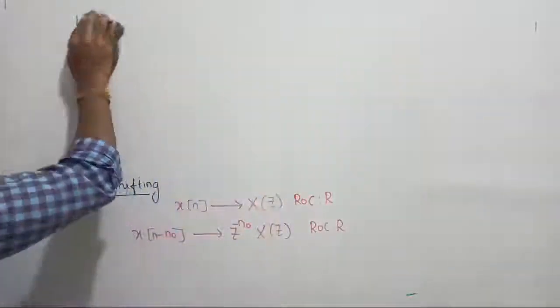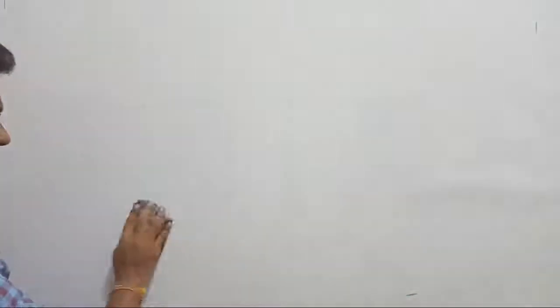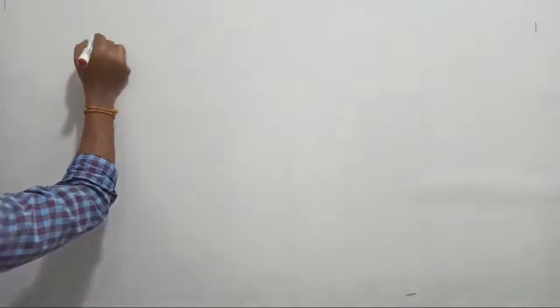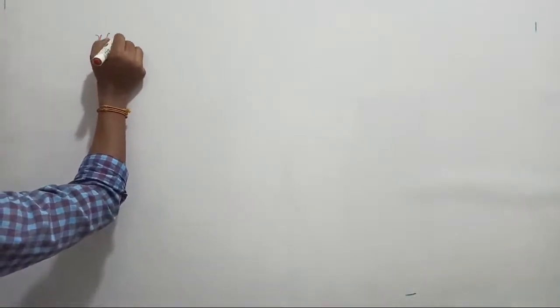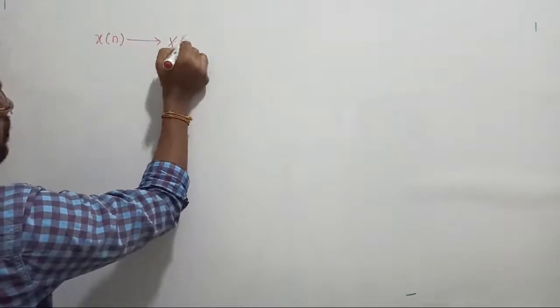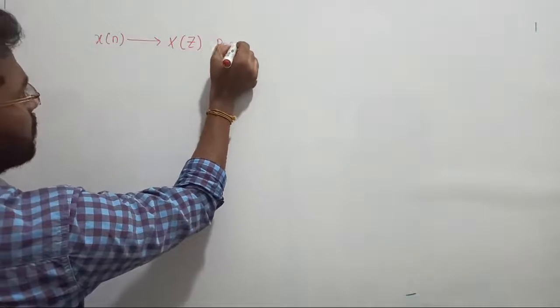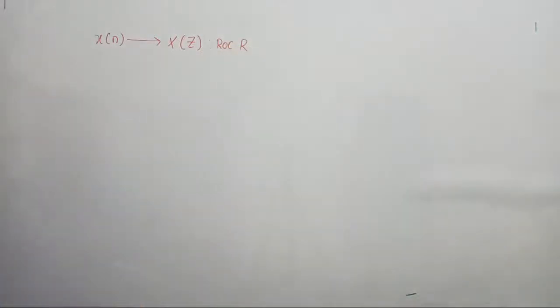So, scaling in z domain. If I do scaling in z domain, let's see what happens. When I am doing scaling in z domain, for example, if I have a signal x of n, its corresponding z transformation can be defined as x of z with its region of convergence ROC simply defined as R.